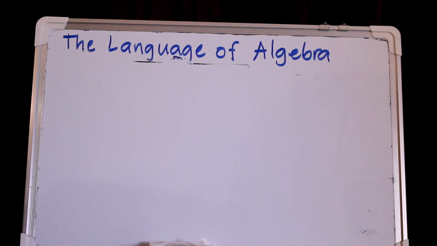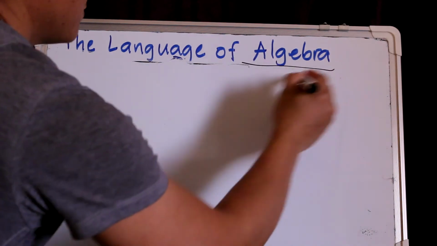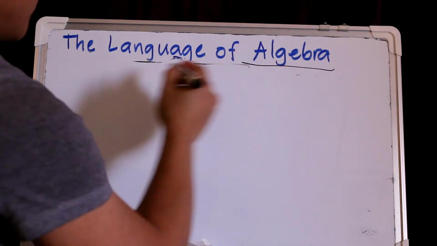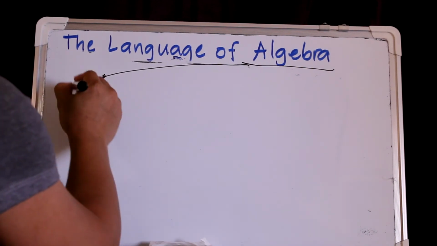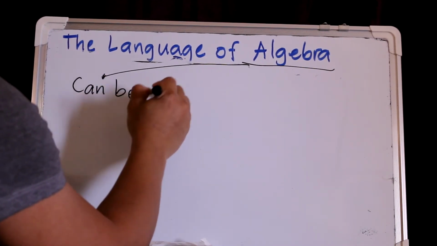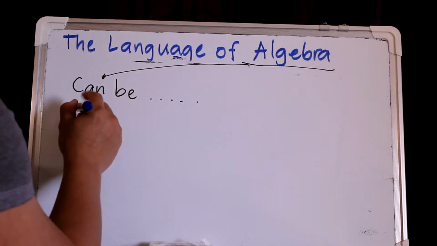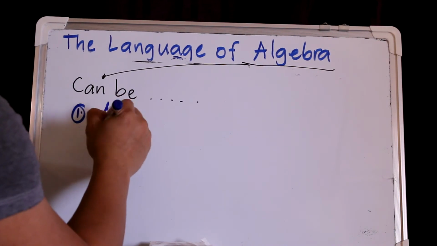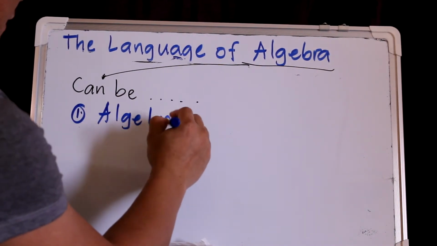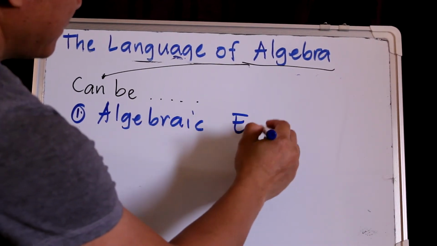Algebra is a combination of letters and numbers. Let's say 2x, that's a form of algebra. So algebra can be a combination of letters and numbers. It can be, one, an algebraic expression.